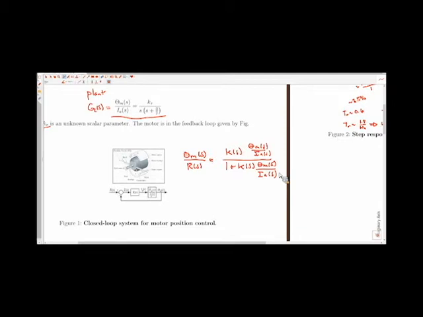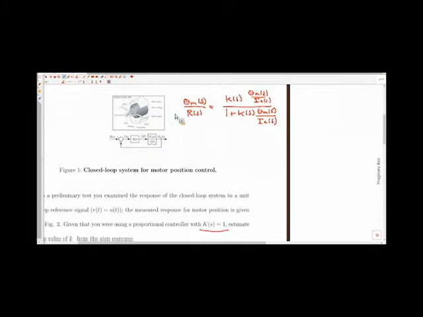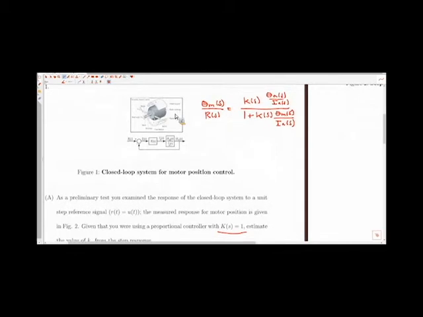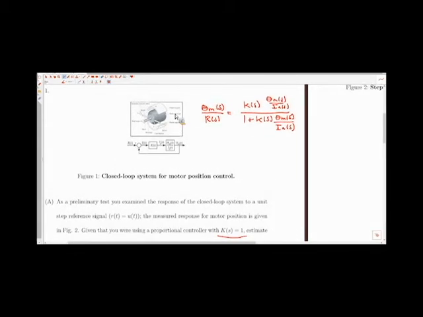Yeah, so we could, but we actually know the form of this, right? We also know K of S, that's given in the first part of this, what we call part A. So we know this is a pretty simple one. This is proportional control with a gain of 1. This is pretty simple.